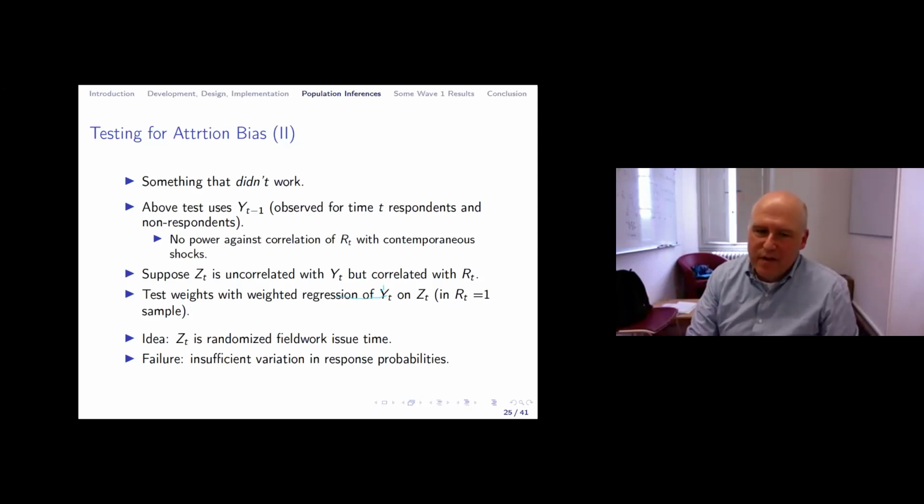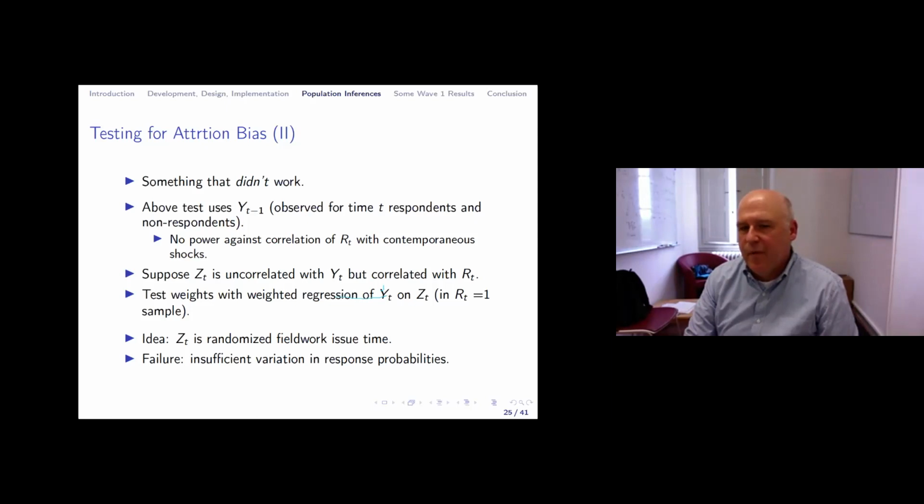So what we try to do is implement a test which goes as follows. Suppose we had some variable Z_T which we knew was uncorrelated with Y_T, but was correlated with response. Then we could test the weights with a weighted regression of Y_T on Z_T. The idea is that we know that in the population, a regression of Y_T on Z_T should have a slope of 0 because Z_T is uncorrelated with Y_T, if we have such a variable. In the COVID response sample, it may be non-zero, and in particular, it will be non-zero if Z_T is correlated with response. It's basically like Z_T shows up in the Heckman sample selection correction.